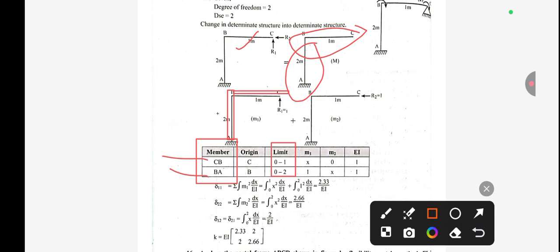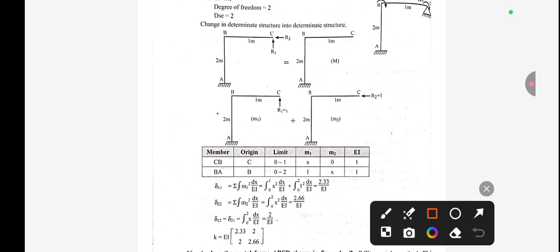After taking origin and limit, we need to calculate M1. We have already discussed the M1 system. In this case, we have to cut a section. Let us take a section over here, with the origin here, at a distance x. So we have a total x distance, and the load is 1, so x into 1, so M1 will be x.